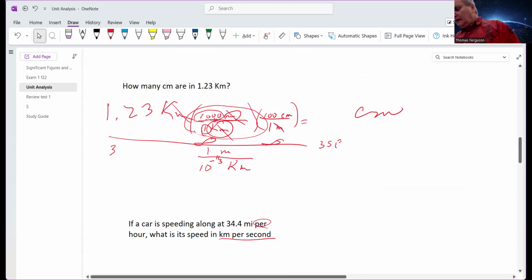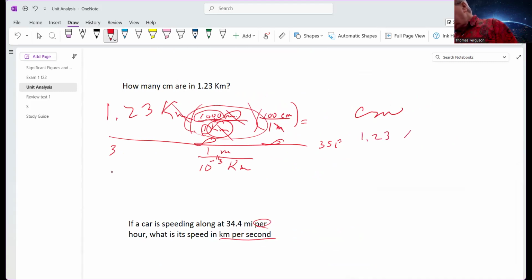Okay, and my calculator gives me 1.23 times 10 to the 5th centimeters. Now, if you think about 1,000 is 10 cubed and 100 is 10 squared, when you're multiplying numbers with bases and exponents, you add the exponents. So 3 plus 2 is 5. Well, that's 10 to the 5th then. So 1.23 times 10 to the 5th. And lo and behold, that's what my calculator said too. Good calculator.